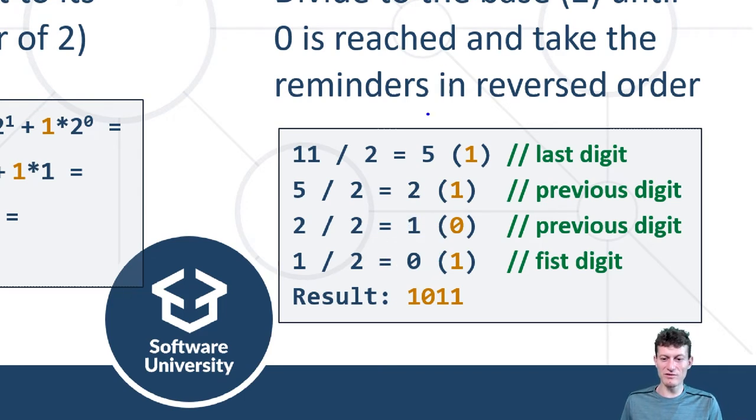The obtained remainders are as follows: 1 at the first division, 1 at the second division, 0 at the third division, and 1 at the last division. We reverse the order of these remainders and we obtain the binary output 1011.